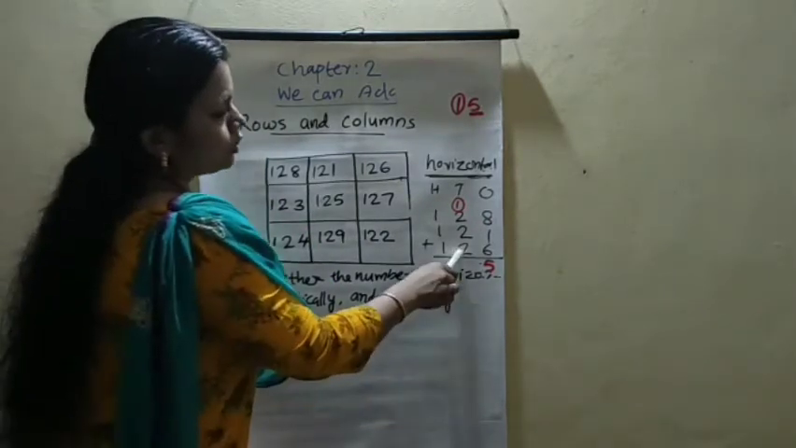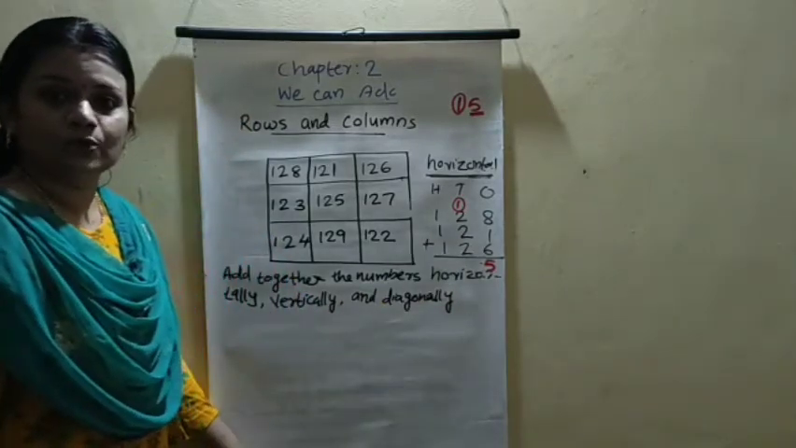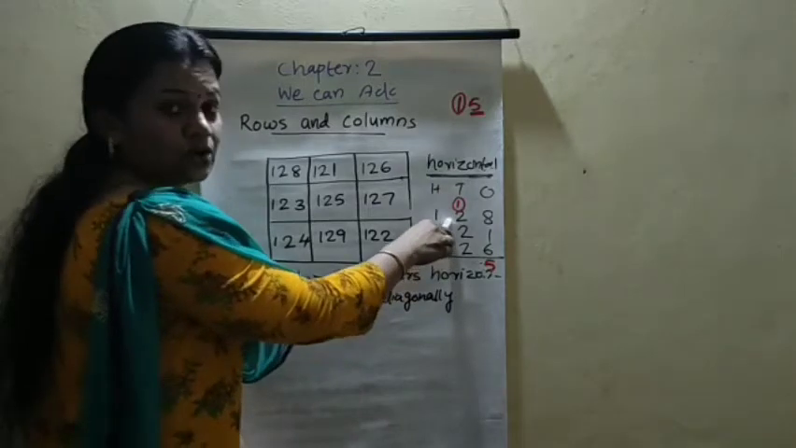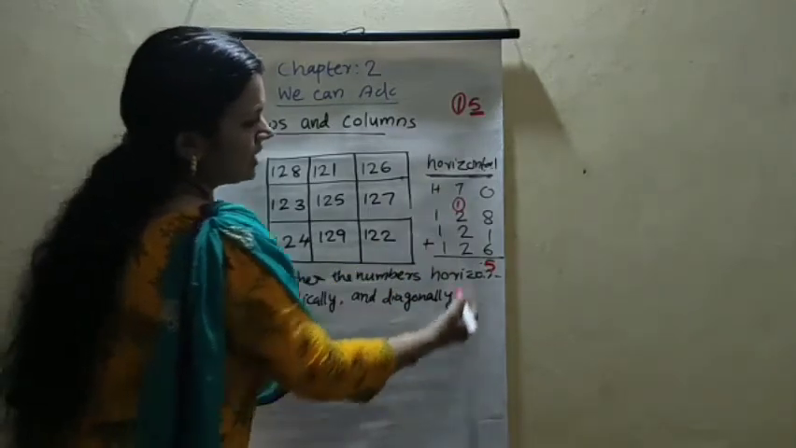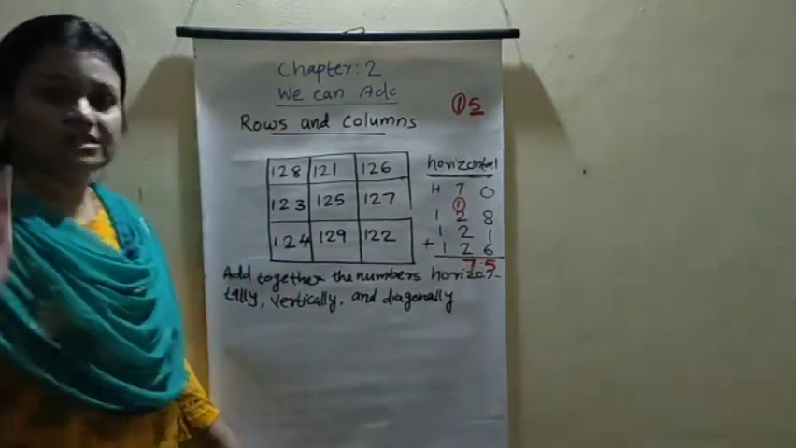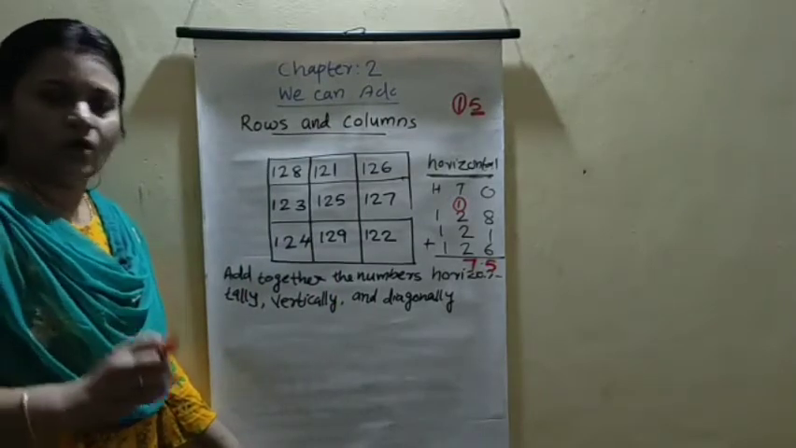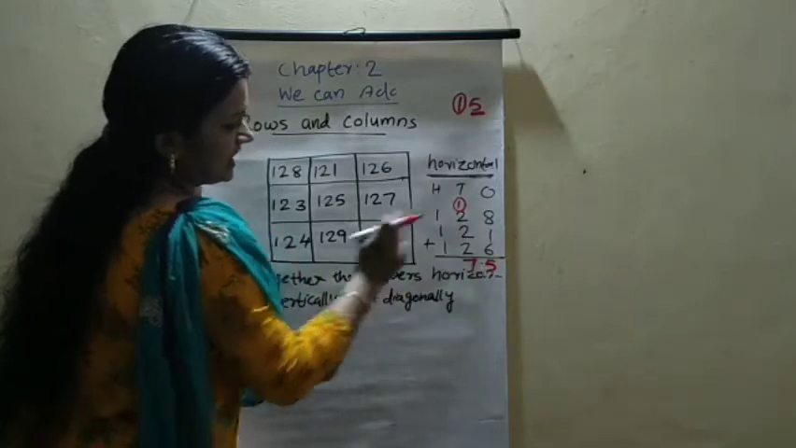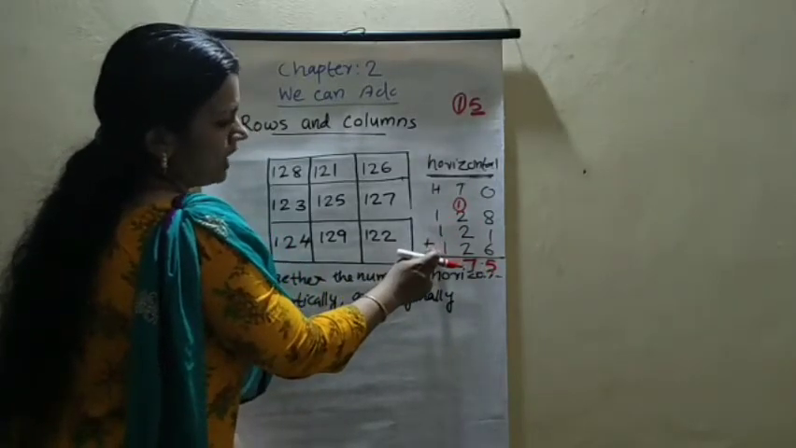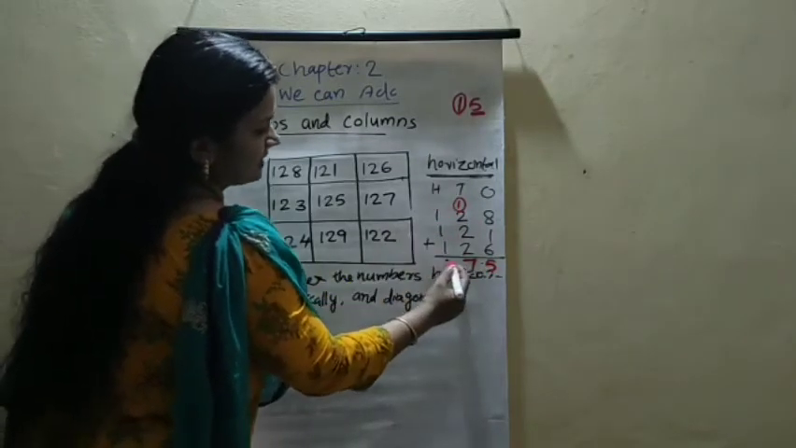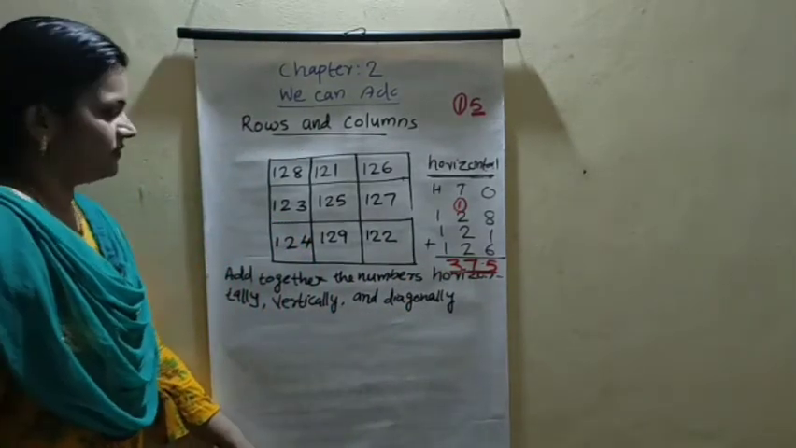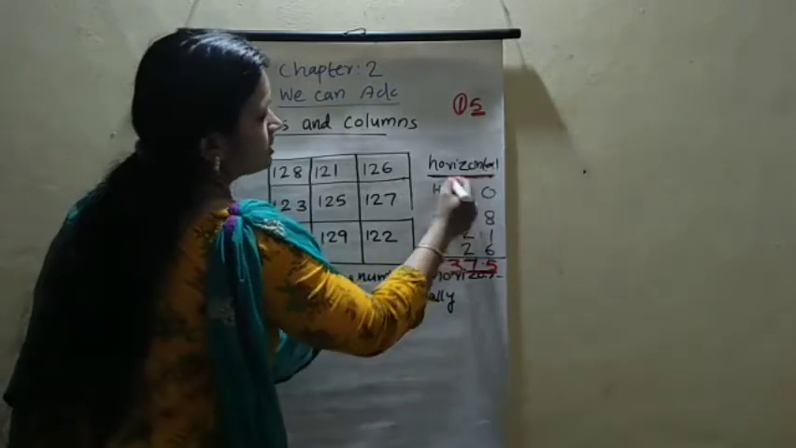Then add 2 plus 2. 2 plus 2, 4. 4 plus 2, 6. 6 plus 1, 7. Using your fingers, then add it. Then in the hundreds, 1 plus 1, 2. 2 plus 1, 3. We got the answer, what? 375. This is how we add horizontally.